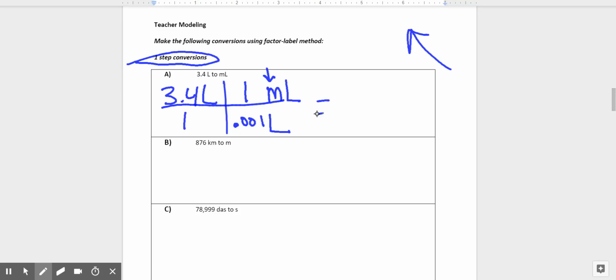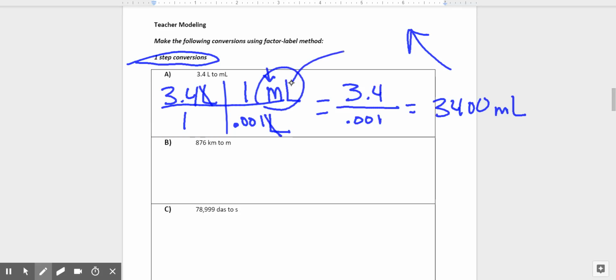Then how do we solve this? We multiply across the top and across the bottom and get a new fraction. 3.4 times 1 is 3.4. 1 times 0.001 is 0.001. Then we can do the math on that, and that is 3,400 milliliters. And to back up just a tad, we've divided liters by liters. So the unit that we're left with is milliliters, and so that's what we put at the end.